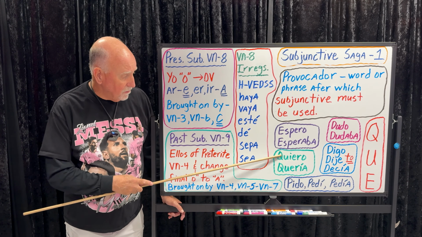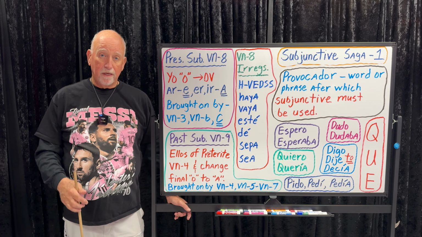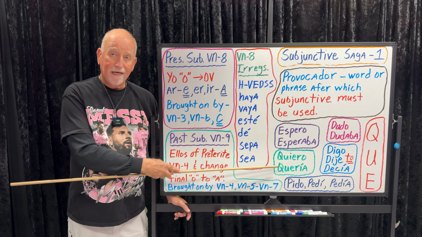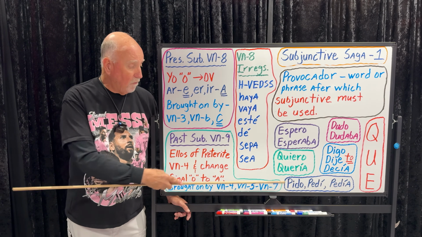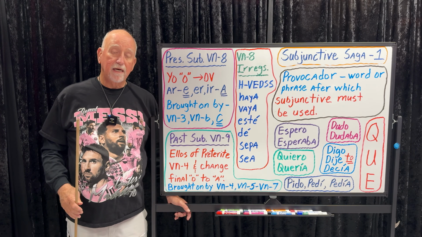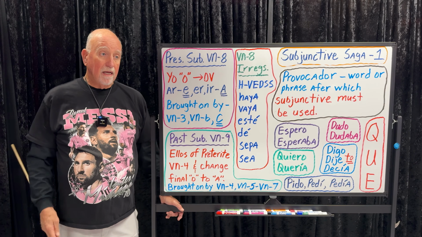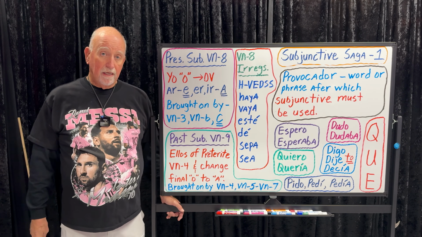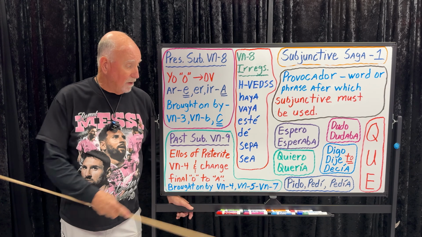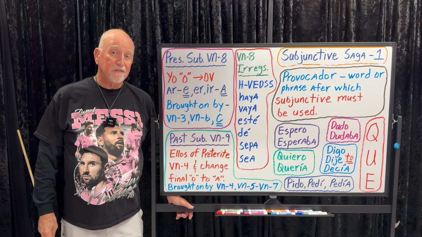Let's go down here. Quiero and quería. Quiero. I want everybody to come to the party. Quiero que todos vengan a la fiesta. We're not going to go with quise que. We're going to go with quería. I wanted everyone to come to the party. Quería que todos vinieran a la fiesta. I want everybody to have fun. Quiero que todos se diviertan. I wanted everybody to have fun. Quería que todos se divirtieran.